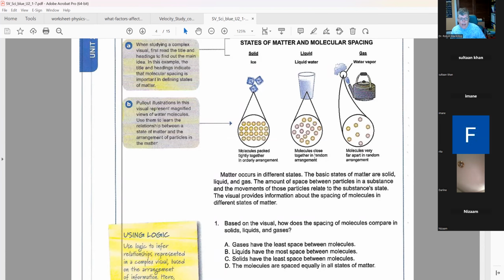So liquid doesn't even have the most space. Gas has the most space and they don't give us that one. But solids have the least. They're pretty packed together, and that would be C. Does that make sense? Confusing.